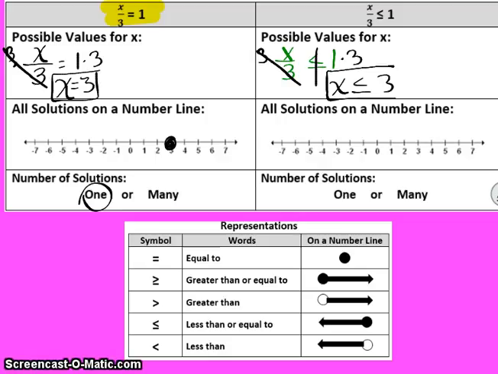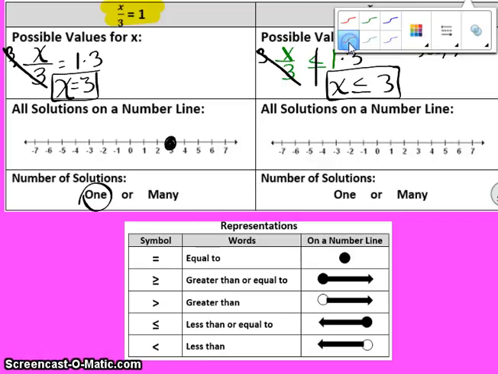So possible solutions for this. Well, something that's less than or equal to 3. So that could include 3, and anything that's less than 3. So now I need to plot this on my number line.